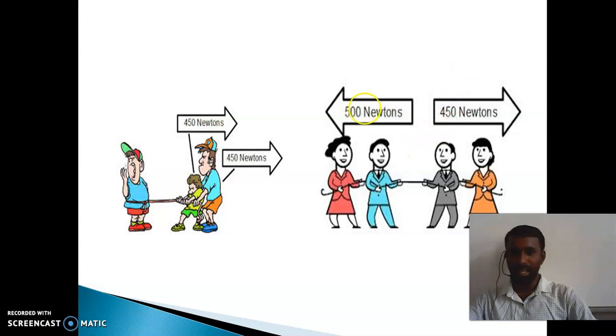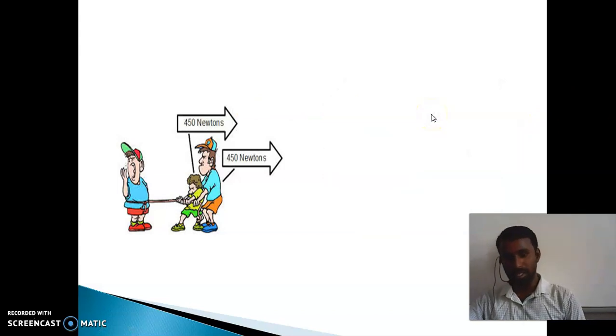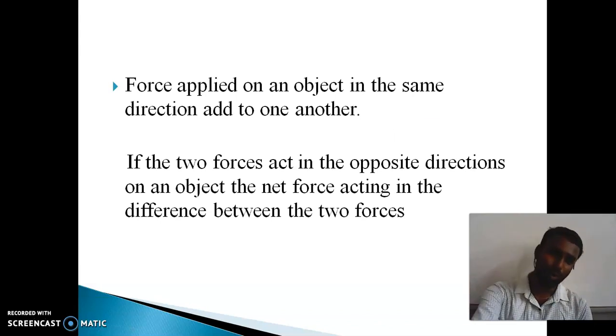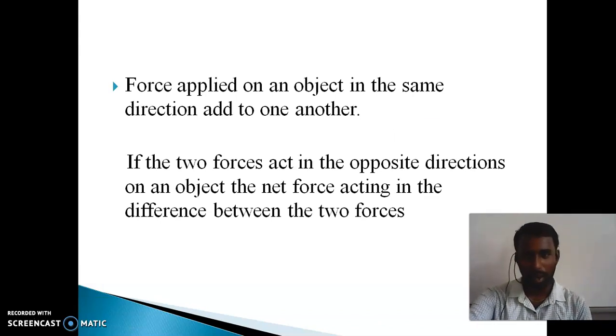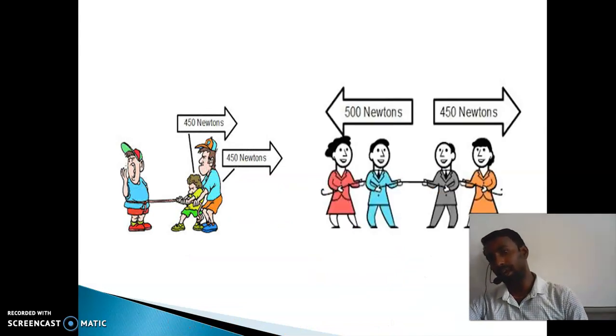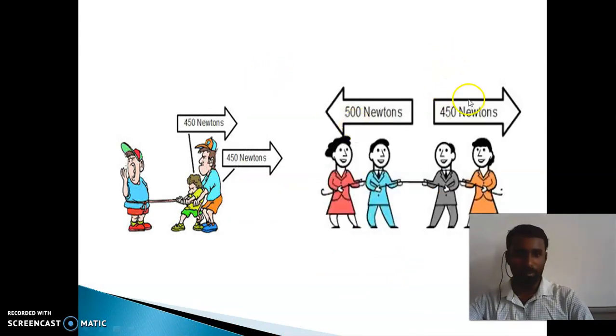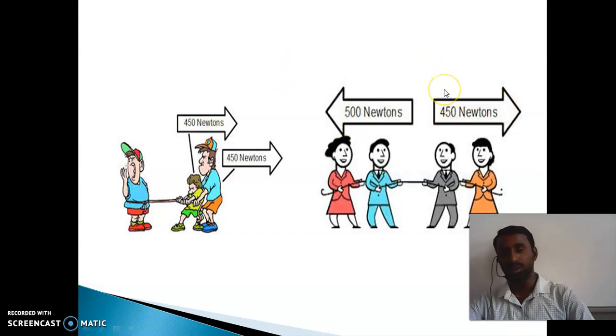We can find it exactly, because the forces are acting in different directions, one in one direction and one in the opposite direction. If two forces are in opposite directions on an object, the net force is the difference between the two forces. So what do we do? We have to subtract. 500 minus 450. What is this value? 50 newtons. So the 50 newtons can cause this movement.